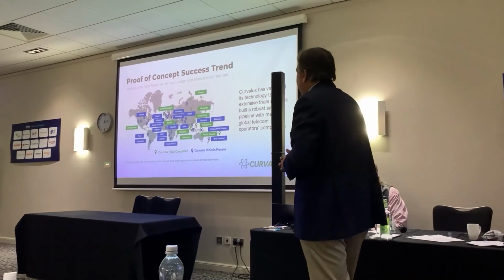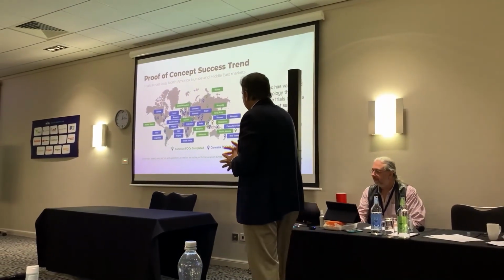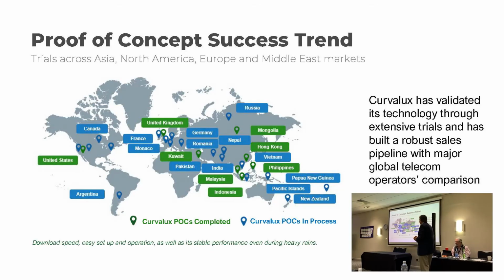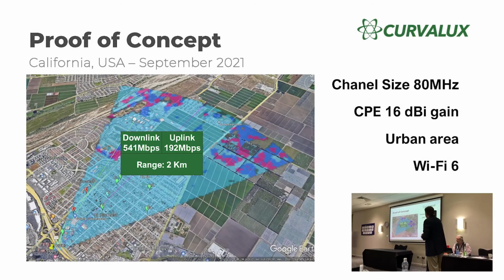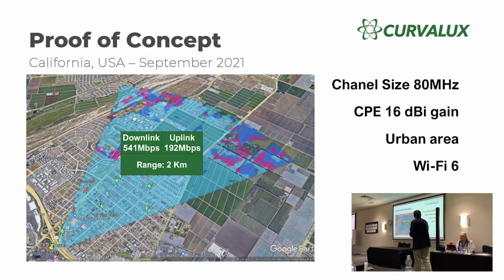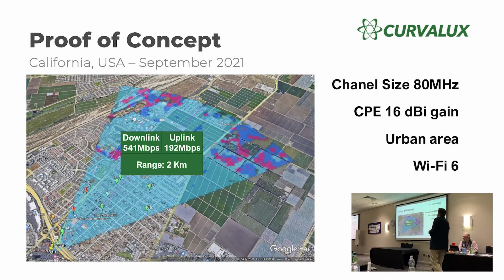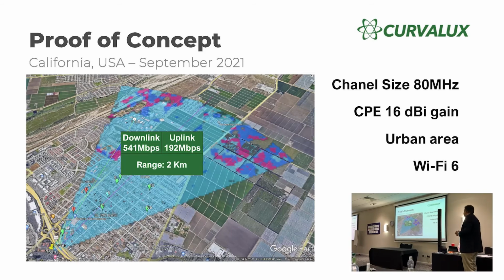The trials have already been going on. Some trials have already been completed in different countries. And we are seeing a lot of interest at the moment in the multi-beam antenna technology, the phased array technology, which we are bringing. This is the proof of concept going on in the USA, where we are seeing about 540 megabit per second downlink at 2 kilometers with a Wi-Fi 6, 16 dBi CPE antenna.